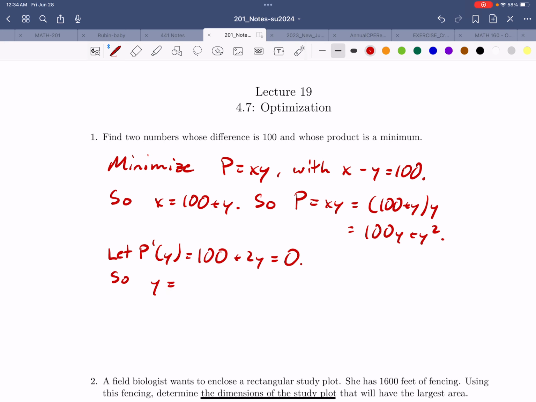So y equals negative 50, and that means x equals, well, if x equals 100 plus y, then x equals 50. Right, because their difference is 100. Their product is a minimum. Yeah, that looks pretty effective. Let's just make sure that we do, in fact, have a minimum. Plug in a number less than negative 50 into P prime, you get negative. Plug in a higher number, you get positive. This is a chart for P prime, so we're good.